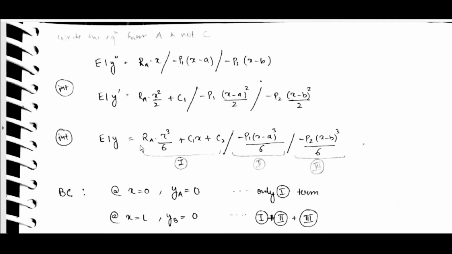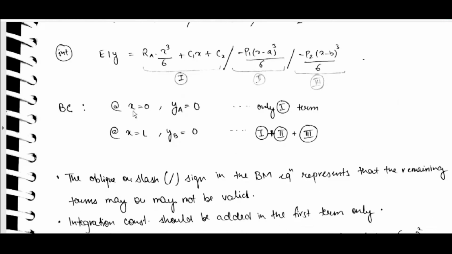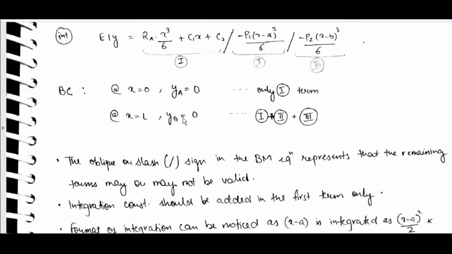EIy is equal to R_A x cube by 6 plus C1x plus C2, minus p1 into x minus a whole cube by 6, minus p2 into x minus b whole cube by 6. Boundary conditions: at x equal to 0, y is equal to 0. Only one time at x equal to L, y_B is equal to 0. Here, all three terms should be considered at x equal to L. It will cut all loads, but in the first case, only the first term will be there.